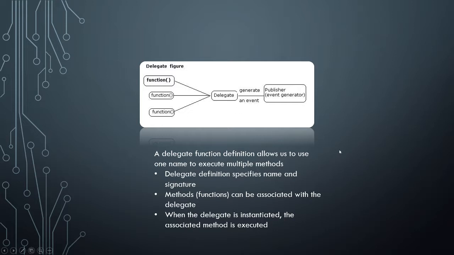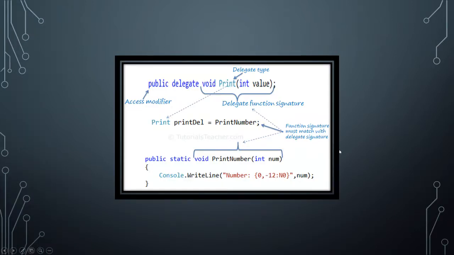Now, it's a high-level concept, so how does it work in C#? Well, here's some code. We've created a delegate here named print, and we're saying that this delegate requires an integer as a parameter, and it does not return any value. So if you notice, the information after the keyword delegate is a method signature or a function signature in C#.